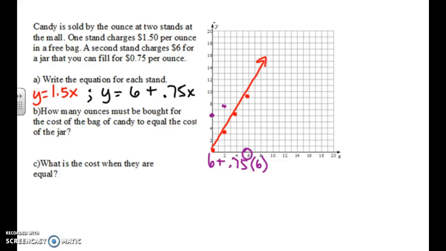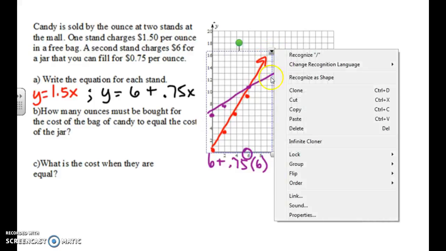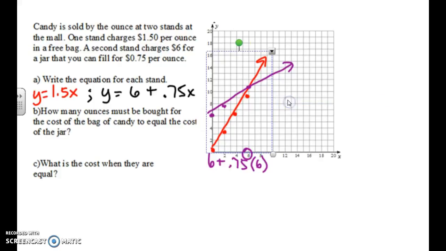Okay, so I want you to find where these are going to cross each other. That looks pretty rough on here because it almost looks like they cross there, but that red line's a little bit off because you can see right here that 6 ounces for the $1.50 one is only going to cost $9. So let's fix this a little bit. Okay, so I want you to maybe make a table of values and see where they're going to cross each other.